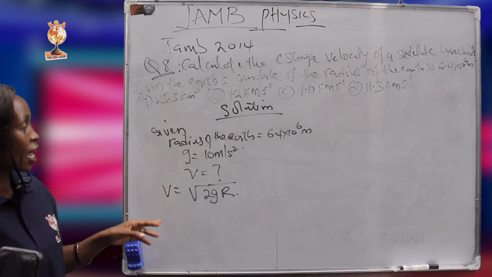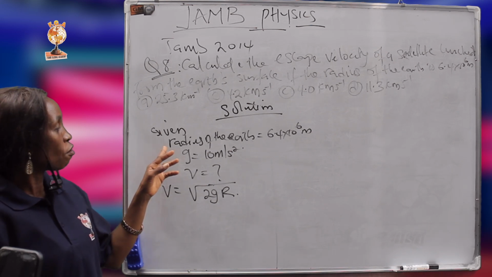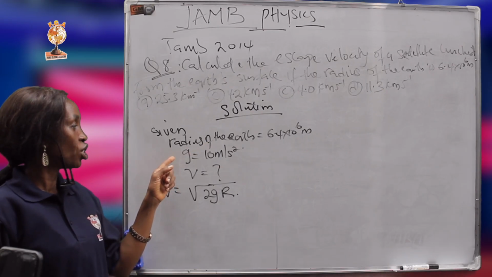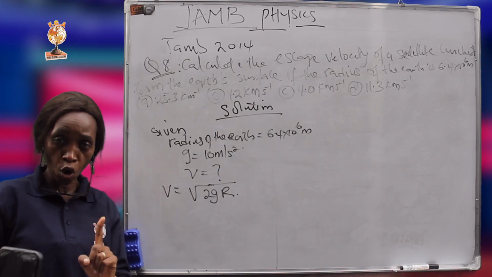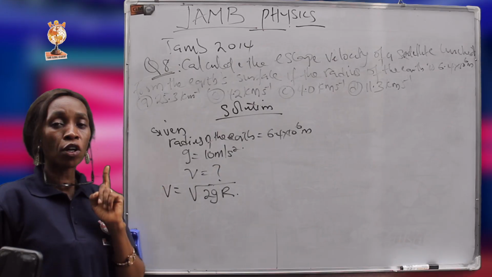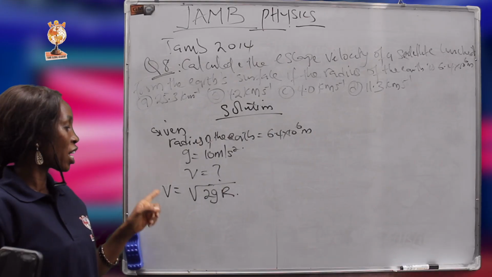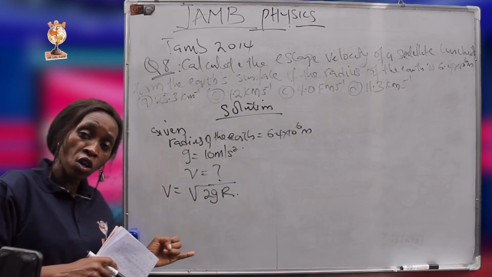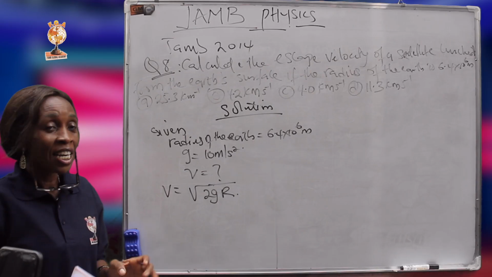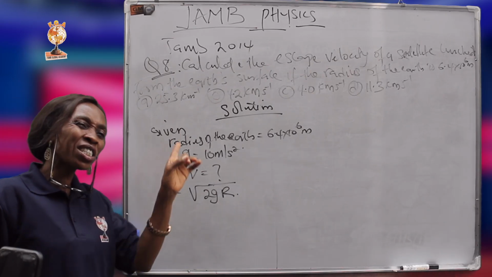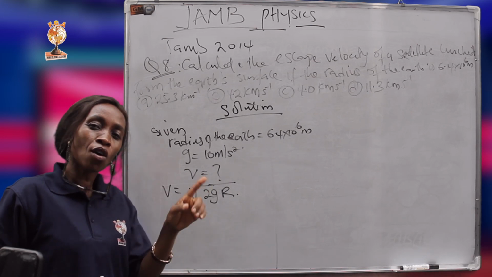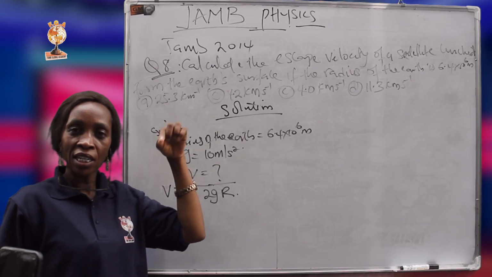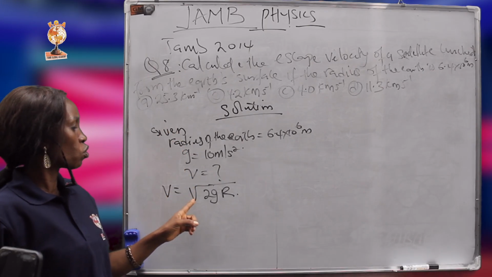Now in this question, we're given the radius of the earth as 6.4 times 10 to the power 6 meters. I'm given g as 10 meter per second square. It's not given, but I should know. Now v is the escape velocity, with formula v is equal to the square root of 2gr. Remember, we have the velocity of motion, which we have just done, v is equal to u plus at. They are both velocity, but in this case it is the escape velocity of the earth, the slightest speed at which a body can leave the earth's atmosphere.